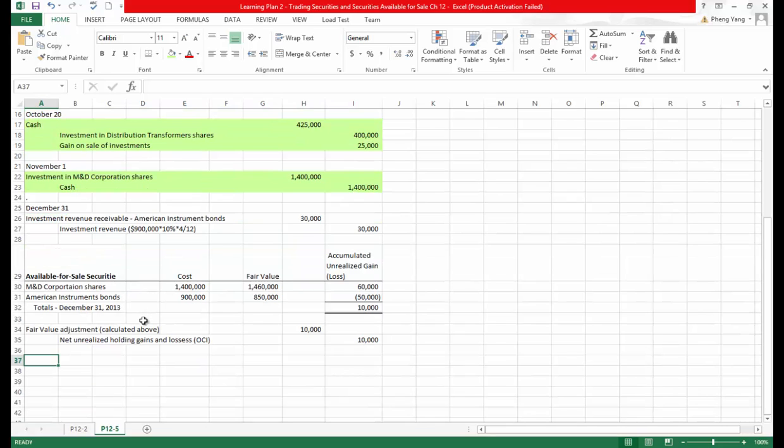2013. So remember that $10,000 here, the credit balance in that net unrealized holding gains and losses, is reported as OCI, which is other comprehensive income, in the 2013 statement of comprehensive income, and it serves to increase accumulated other comprehensive income, a component of shareholders' equity in the 2013 balance sheet. Okay, so that's that one.